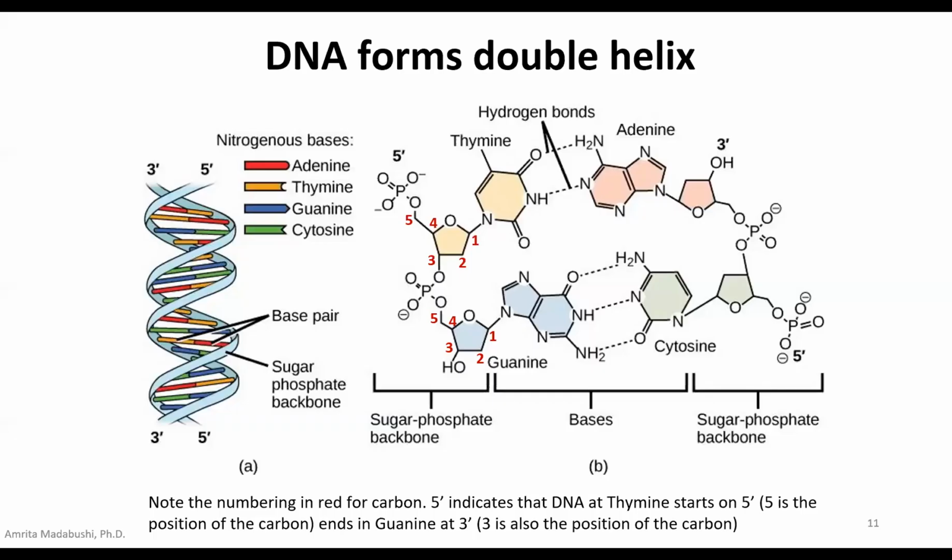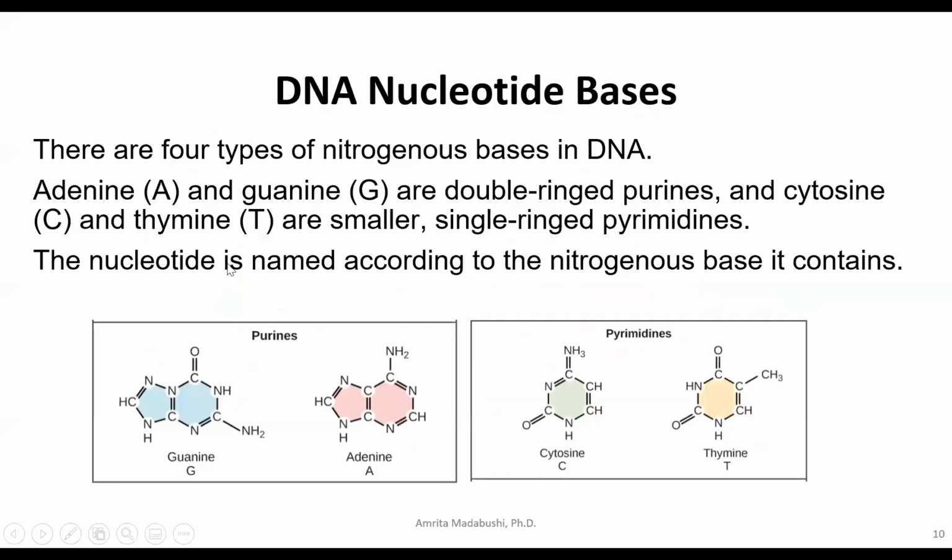So now let's go back and see the slides that we missed. So what about these bases? What are these bases? We talked about purines and pyrimidines. There are two types of purines and two types of pyrimidines. Let's first look at their names. First of all, there is adenine and guanine. Adenine and guanine are purines. And then there is cytosine and thymine, and those are pyrimidines.